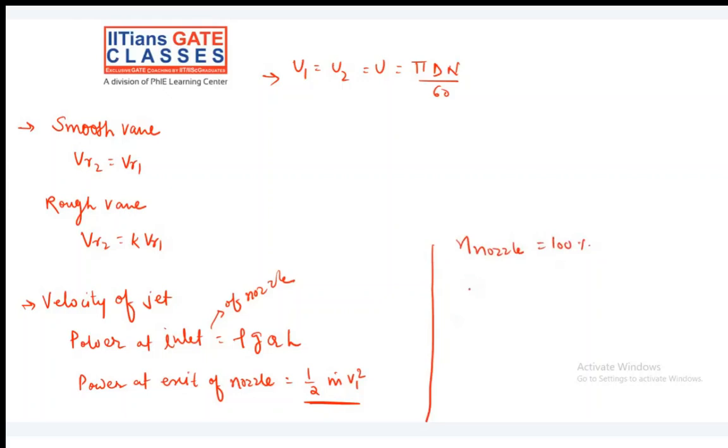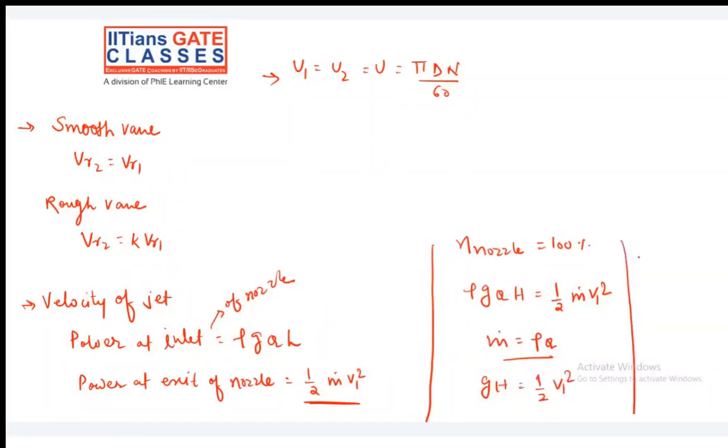That means I can write rho g q h is half of m dot v1 square, and I can write m dot as rho q. So this rho q and rho q will get cancelled out. So I can write gh is equal to half of v1 square. From this one, I can write that v1 is square root of 2gh. Small h and capital H we are confusing, so just follow one convention. Okay. So this is 2gh.